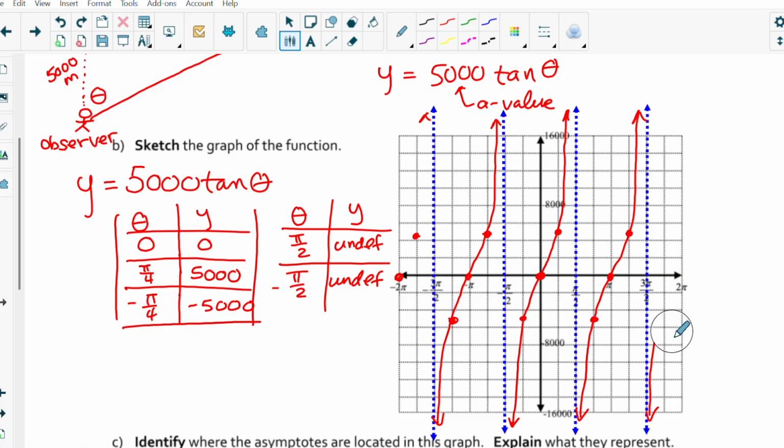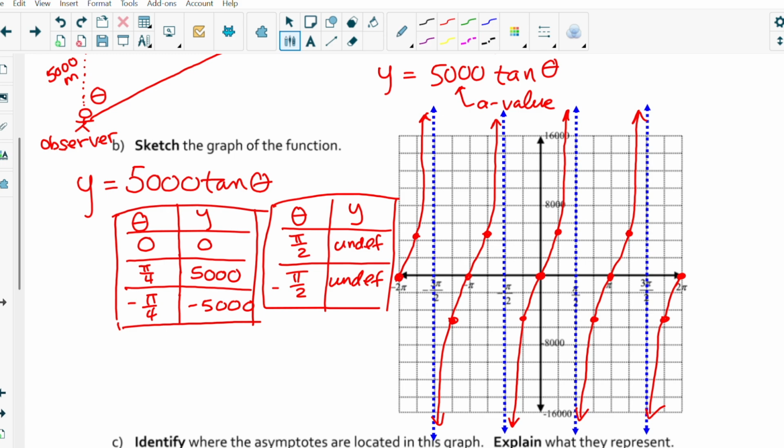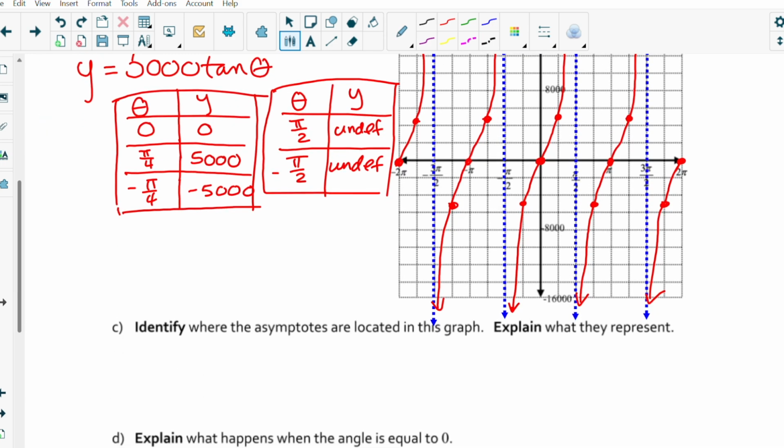Oh, let me fix that. That's not correct. Let me fix that, folks. Right there. Yep. And this side. Okay, so that's our tangent function, all by plotting a couple of key points. So this is good review on how to graph these.